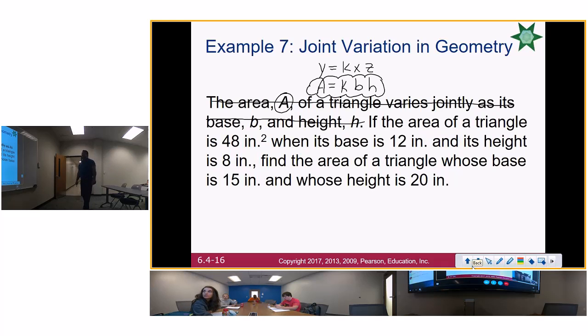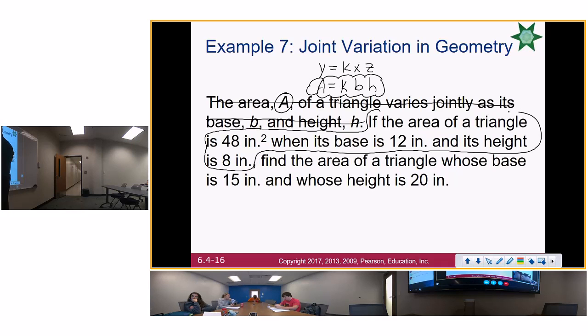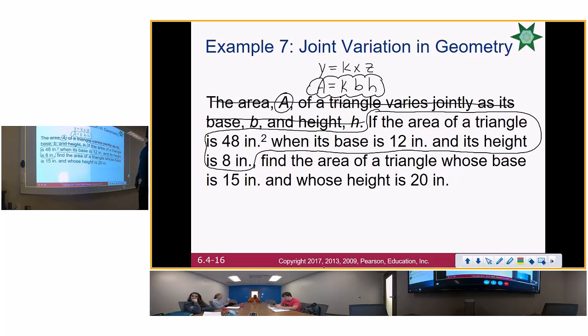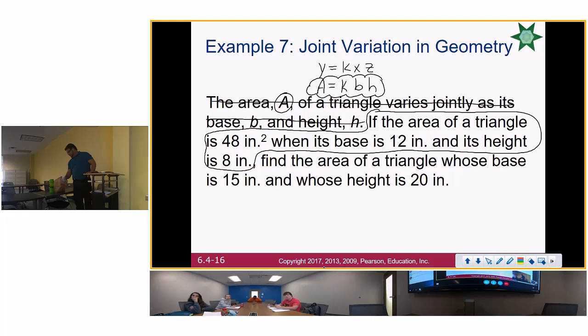If the area of a triangle is 48, so there's your second part. Right here is your second part. So you need to take your highlighter and highlight that part and call it part 2. And plug and chug. Take that part of the problem and plug and chug. What do you mean plug and chug, Hubert? Plug it into the formula, and whatever variable's left is the one that you need to what? Solve for.